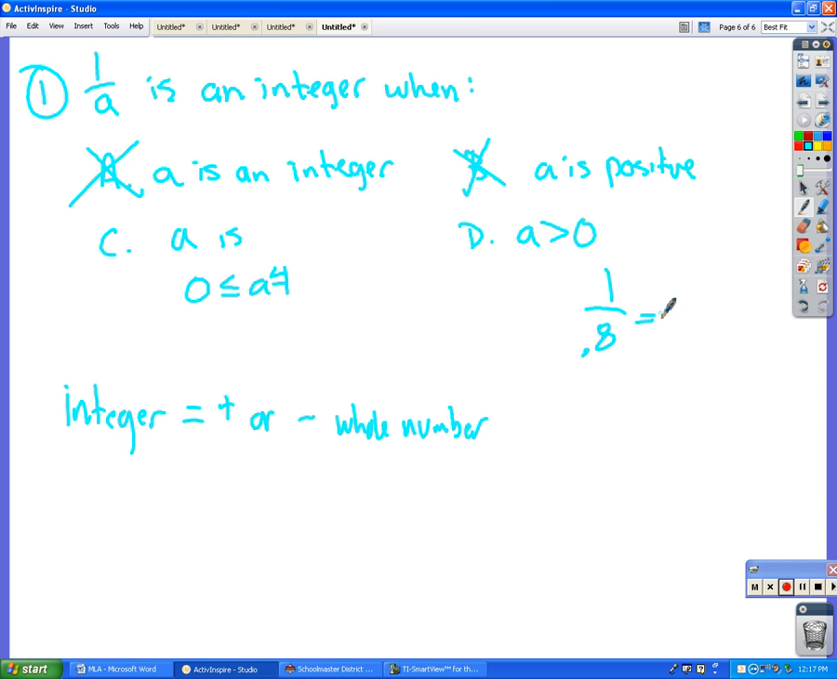1.25, which is not an integer. No. What about when a is greater than 0? That's the same as when a is positive, so that won't necessarily work either. Okay? So, no solutions.